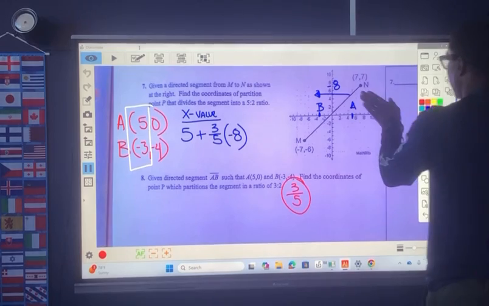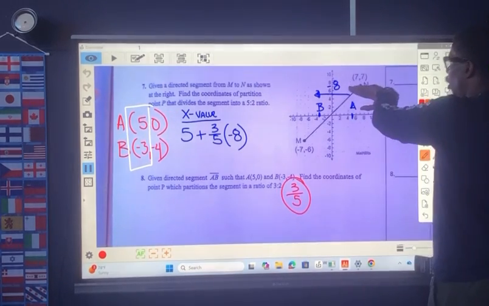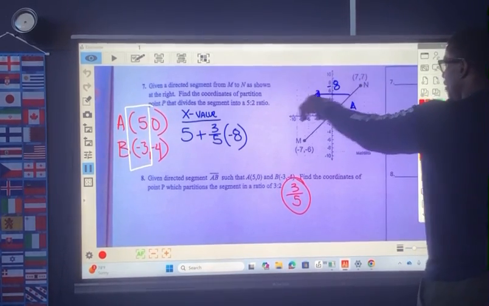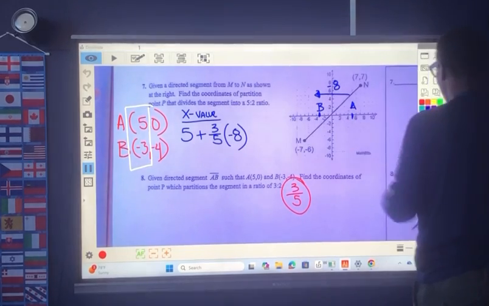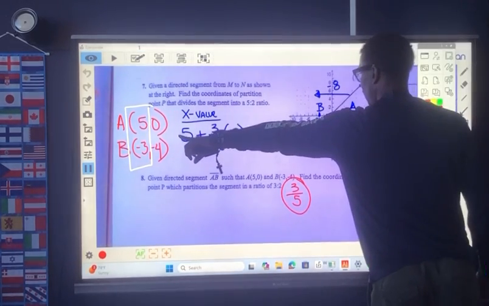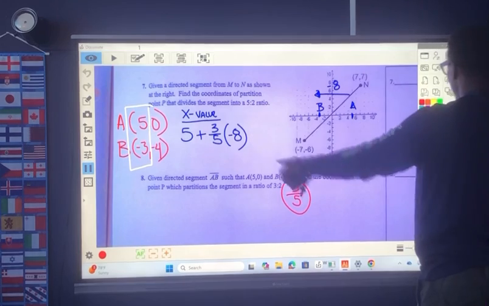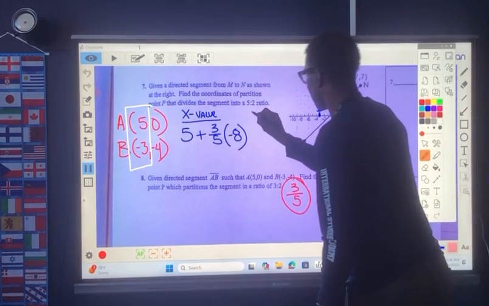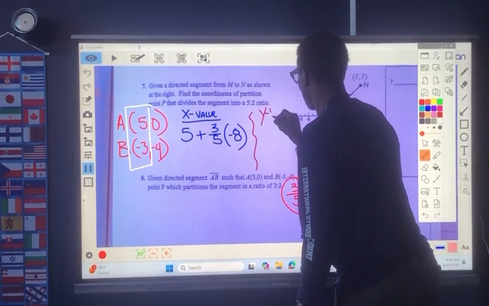So remember, you're going back 8, but you're not going the entire distance of 8. You're only going 3/5 of that 8. So we started at 5. We want to go 3/5 of -8. Let's go over here to the y values. We'll calculate that in a minute.